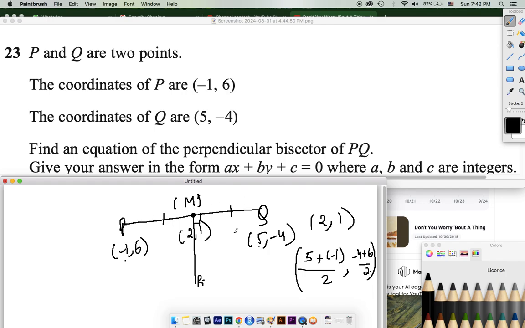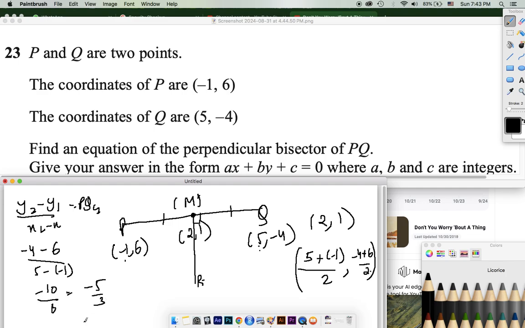So the gradient of line PQ is y2 minus y1 over x2 minus x1. So that comes to, let's take this as y2, so -4 minus y1, which is 6, over 5 minus -1. So that becomes -10 over 6, or -5 over 3. Right? So that is the gradient of PQ.